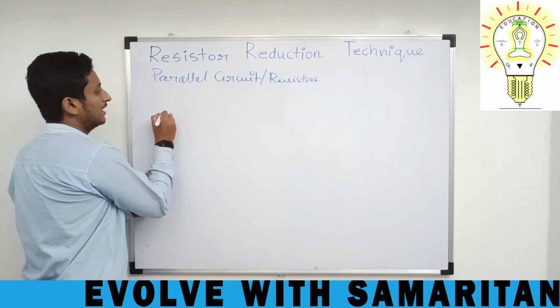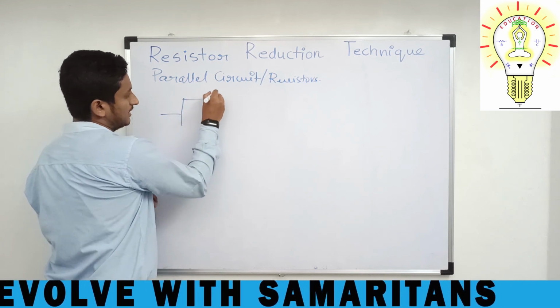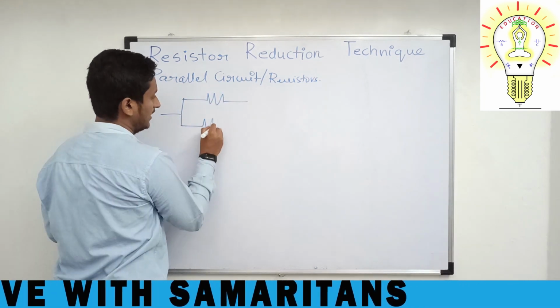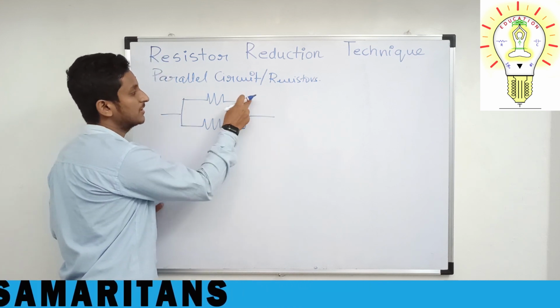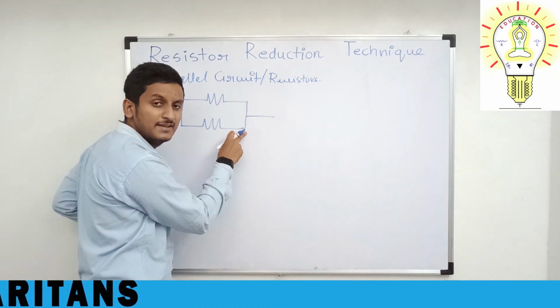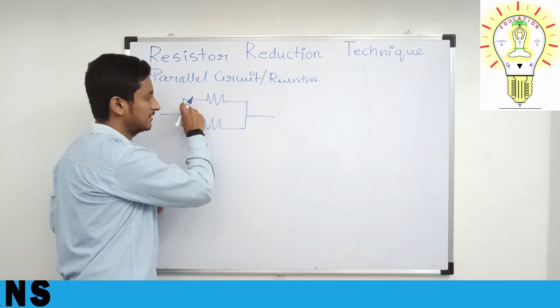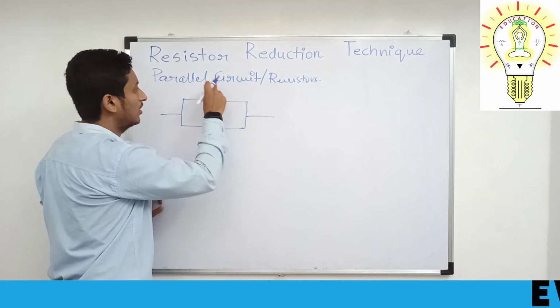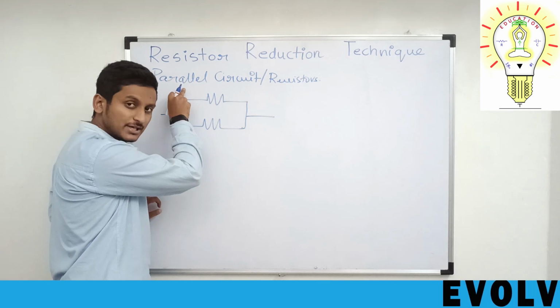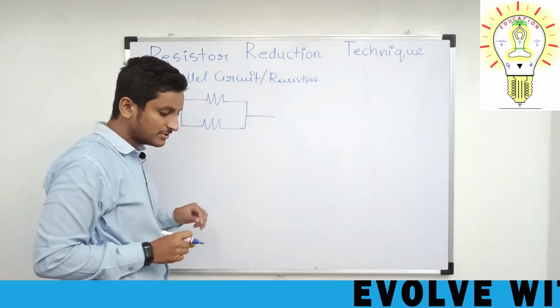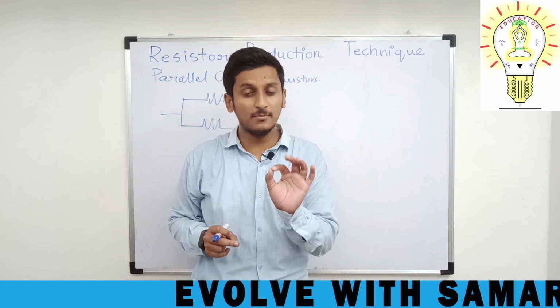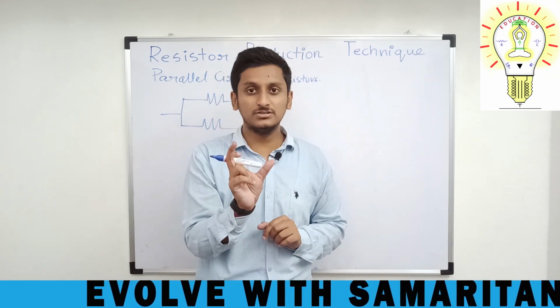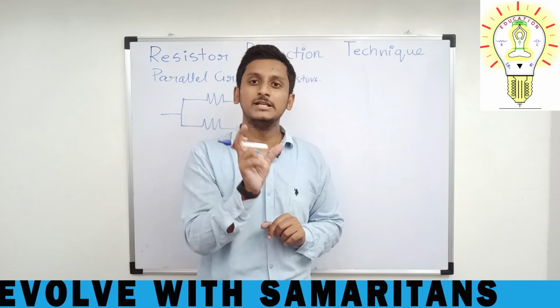Now, when the resistors are connected like this, that means the similar terminals of the resistors are connected together in this manner, then that is called a parallel circuit. Now, as I said in the series circuit, the current flowing through the entire circuit is the same. Here, the voltage across the parallel branch will be the same.